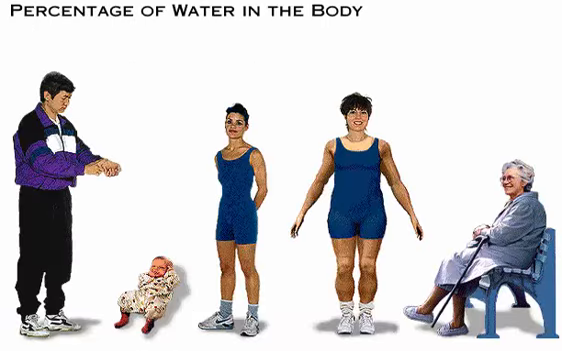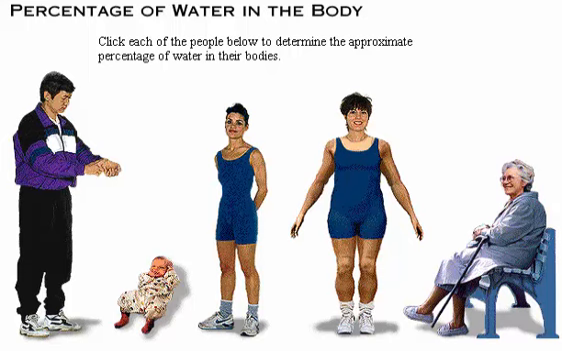The percentage of water in a person depends on the amount of fat tissue, which is only about 20% water compared to lean body mass or muscle mass, which is about 65% water. Click each of these people to determine the approximate percentage of water in their bodies. A healthy young man who is muscular and does not have a lot of fat in his body is about 60% water.